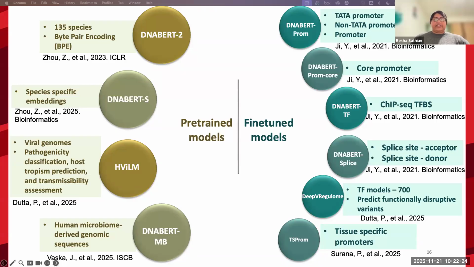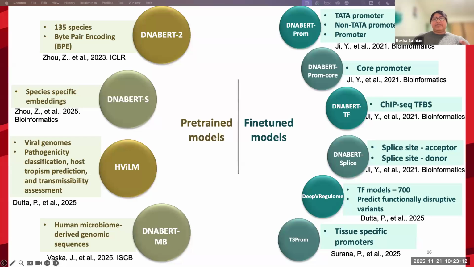Later, recently, another model was developed, which is pre-trained on huge viral genomes and termed HVILM, and they mainly focus on prediction tasks like pathogenicity classification, transmissibility assessment, etc. Another pre-trained model is DNABERT-MP, which is pre-trained on human microbiome-derived genomic sequences. Now, apart from the pre-trained models, we have fine-tuned models from DNABERT which have shown top-tier performance in classification or prediction tasks like promoter models, ChIP-seq transcription factor binding site models, and splice site models.